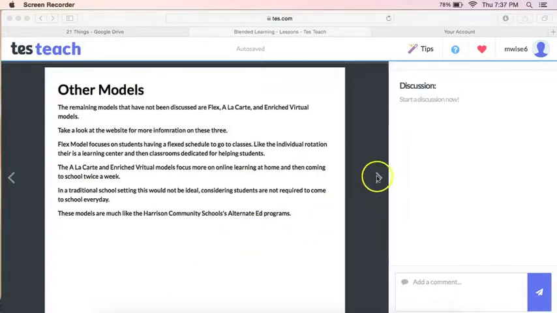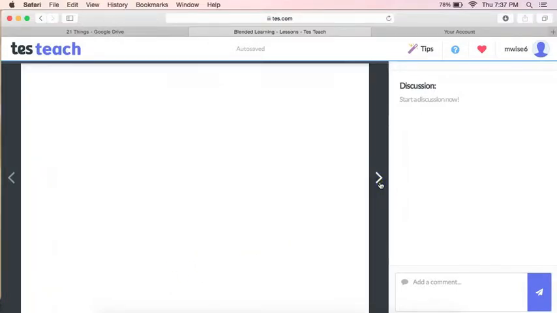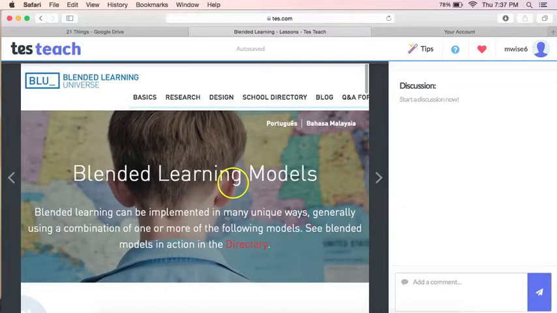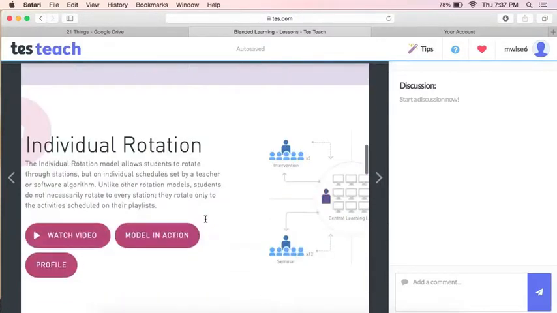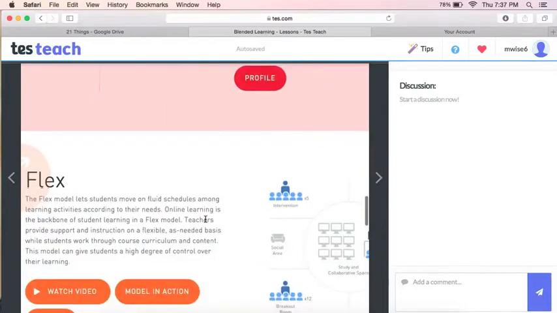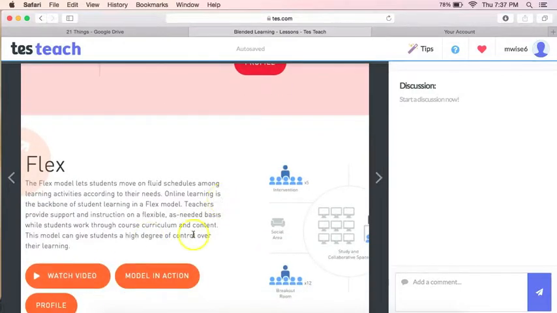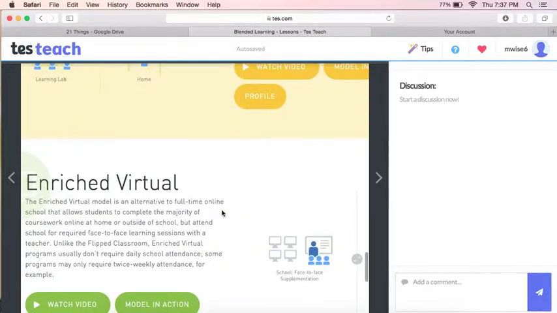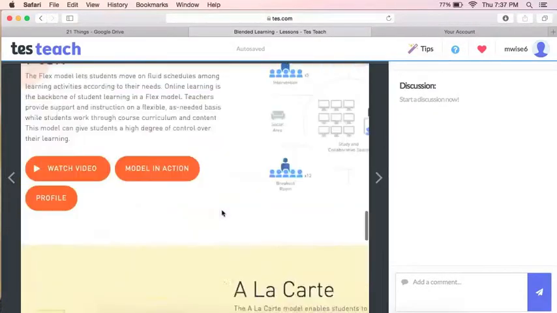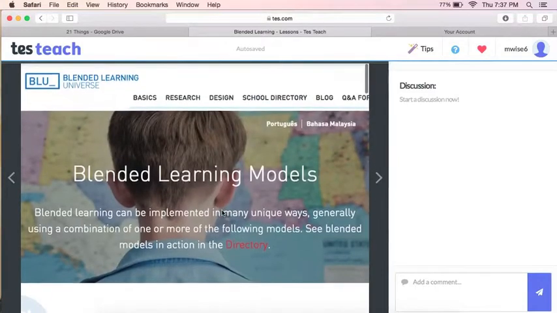So the website that I'm talking about here is, once it loads, the Blended Learning Universe, so BLU. You can look this up. It has every one of the models that we just talked about and looked at, and it goes more in depth. You can watch the videos on it, you can watch it in action, and see how you can actually incorporate these kind of blended learning models into your own classroom.